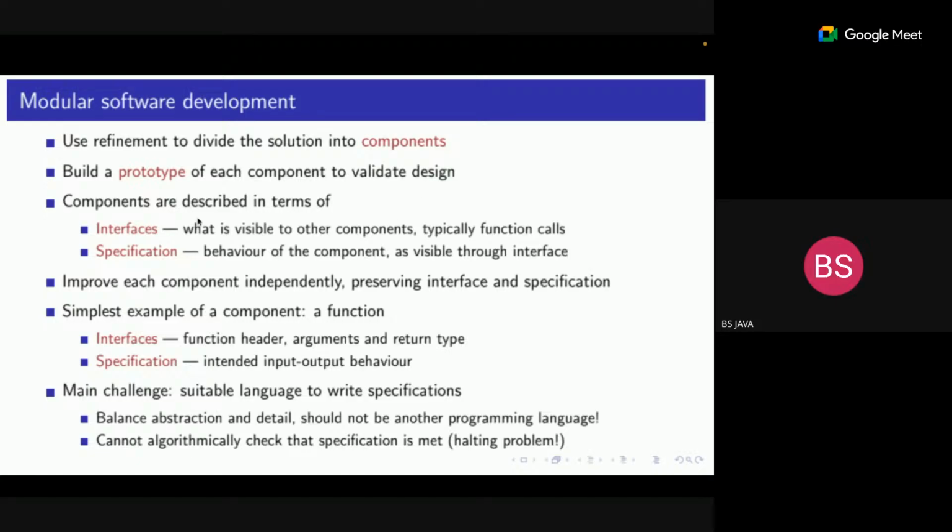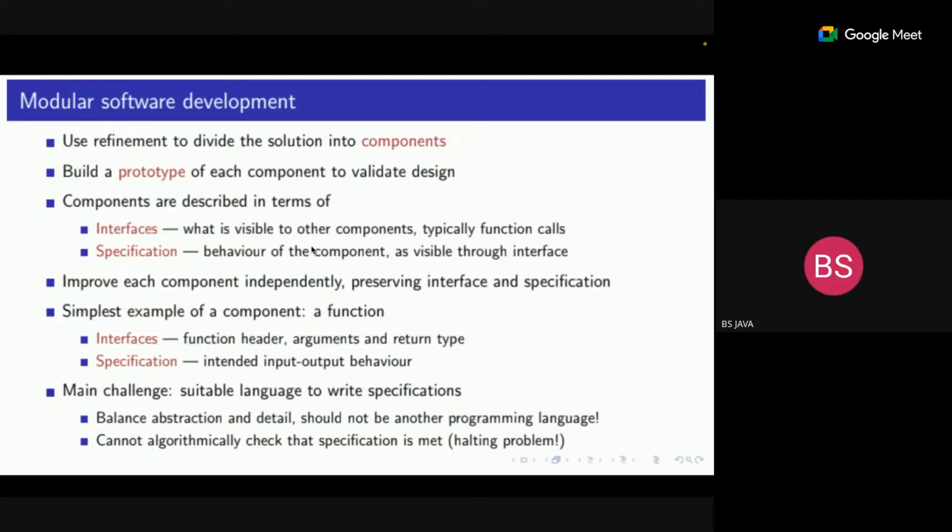So first we can build a prototype, a simple design of each component. Consider the smallest component, the login page. This component itself can be described in terms of two things: one is interface and the other is specification. What is this interface and specification? Let's try to understand this using a function.